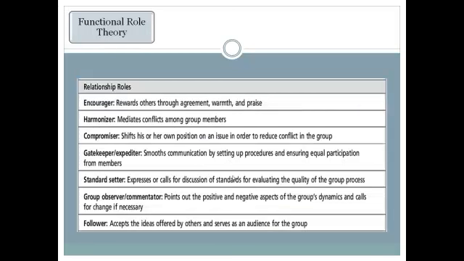And of course, there are also the relationship roles, and we talked about how that's important for building bonds and keeping everything together. So an encourager rewards others through agreement, warmth, and praise. So this is encouraging, saying, "Hey, that's a great idea, good job," that kind of thing, and that keeps everybody going. And then there's the harmonizer that deals with mediating conflicts. A compromiser might shift his or her opinion in order to reduce the conflict. A follower accepts the ideas offered and serves as an audience for the group.